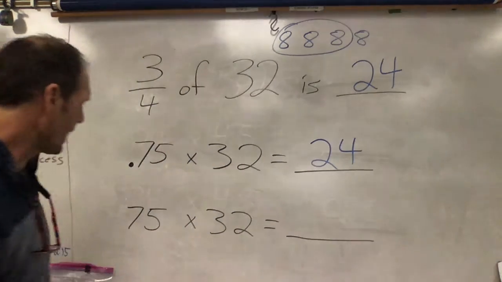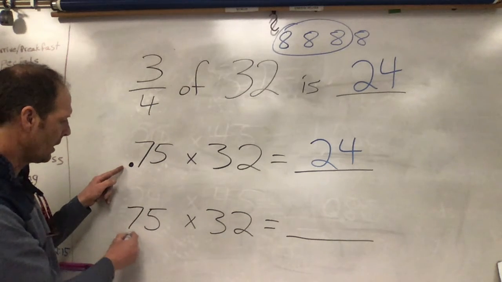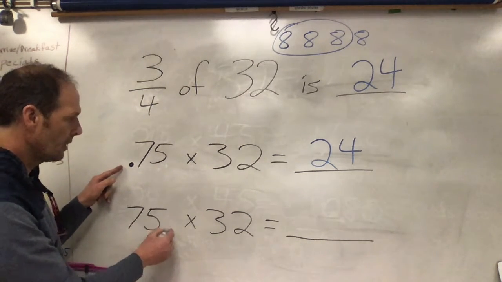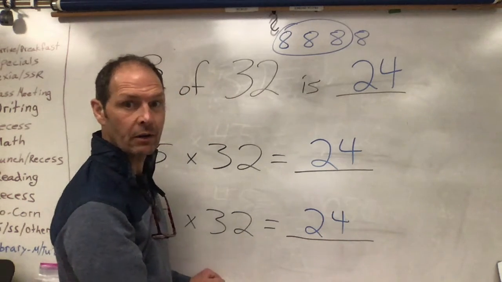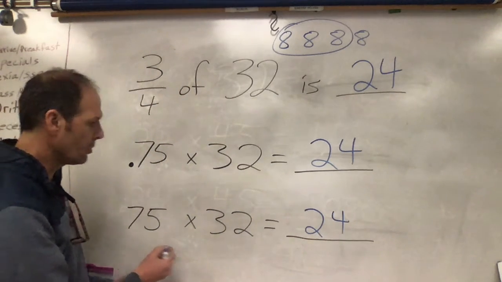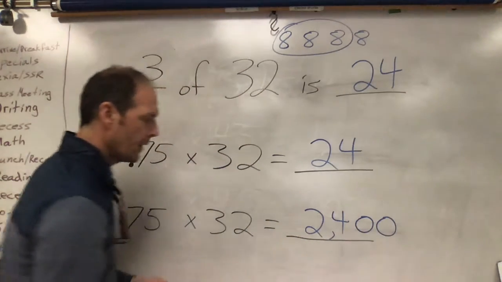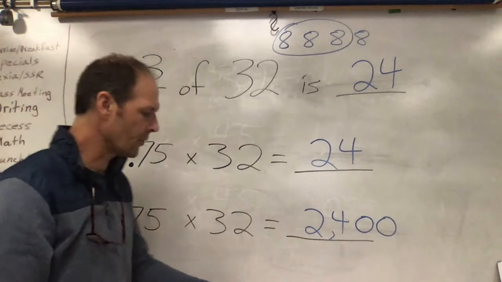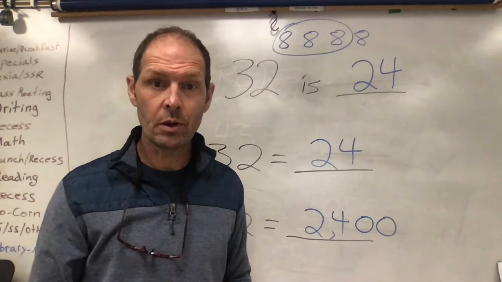And now for this last one, all we have done is made this 75 hundredths 100 times bigger. So let's make our answer 100 times bigger by moving the decimal point over 2 places. There it is. Get those written in, and then go ahead and try to finish section 2 on your own.